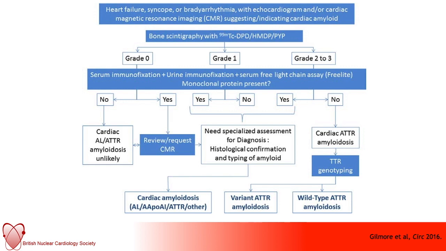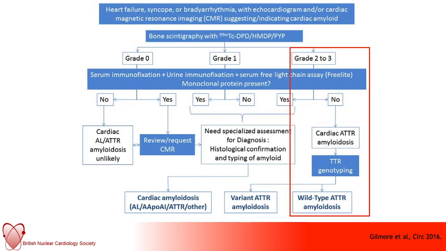This is part of the same article by the same group, but it's a fantastic flow sheet for the diagnostic workup for patients with suspected cardiac amyloid, where based on the findings of their DPD scan, or their HMDP scan, which is what's used in France, or the PYP scan, which is what's used in the US, you can then combine that with serum immunofixation, urine immunofixation, and the results of serum-free light chains, and essentially perform the non-invasive diagnosis of TTR cardiac amyloid.